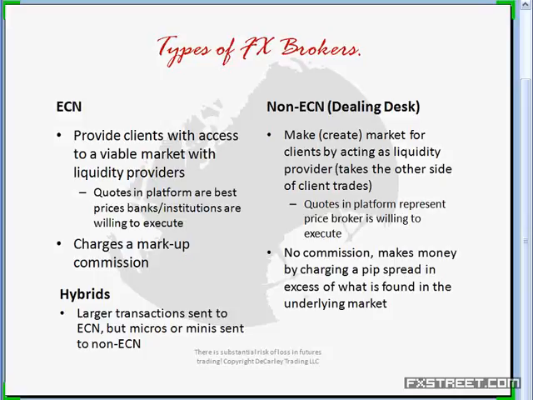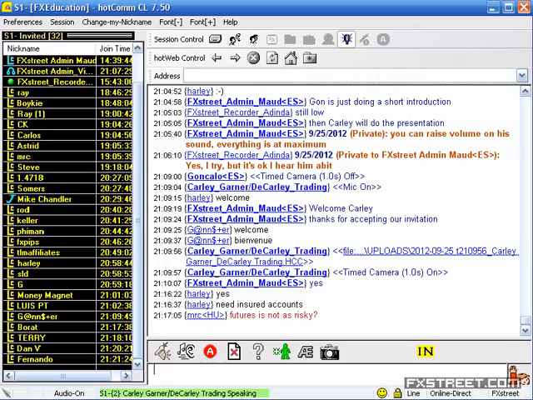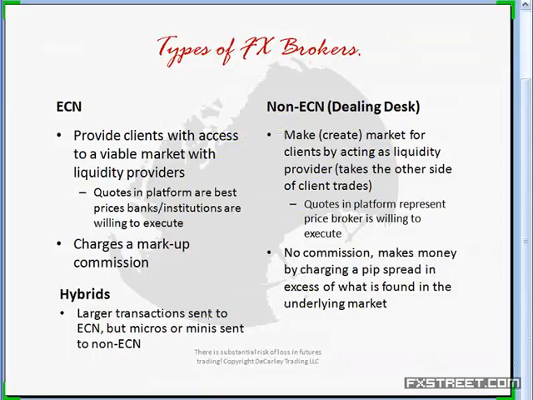With a non-dealing desk, there's no commission. However, the firm isn't working for free, obviously. How the firm makes money is they're charging a wider pip spread than what would be found in a normal ECN market. In fact, a lot of the dealing desk brokers or the non-ECN brokers will actually execute your trade for you. If you're buying, they'll sell it to you, and then they'll go into an ECN market and take the other side. So they don't really have any price risk, but they're benefiting on the pip spread that you're paying.